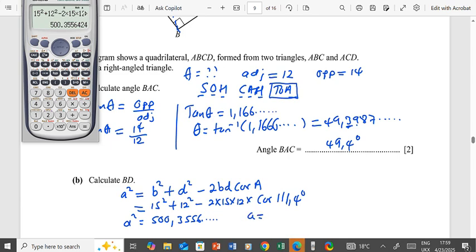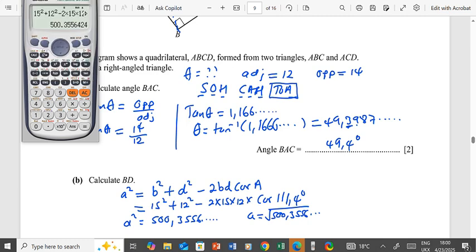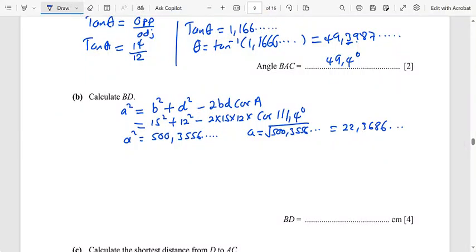So A becomes the square root of 500.3556 dot dot. So we can actually find the square root of the answer that's showing on our calculator, which is just 22.3686 dot dot dot. So this is a non-exact answer. So when we round it off to 3 SF, this is going to be 22.4.